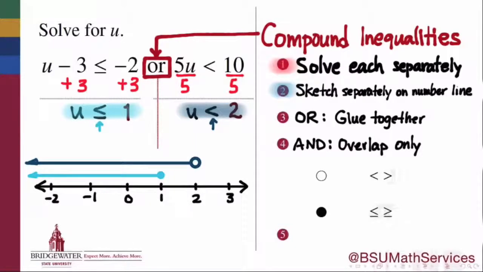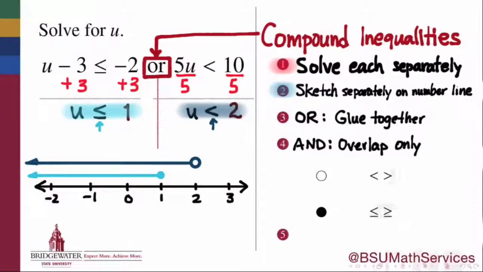In other words, to or two sets together, we're just going to take those two sets and just glue them together and take everything. Meanwhile, if our connective were and instead of or, then in order for a number to be part of our final answer, it would have had to belong to both of the original sets. So if the word were and instead of or, we would take only those parts of the number line where our two sets overlapped one another.